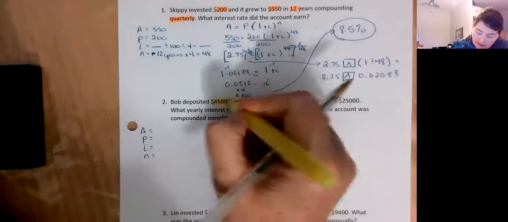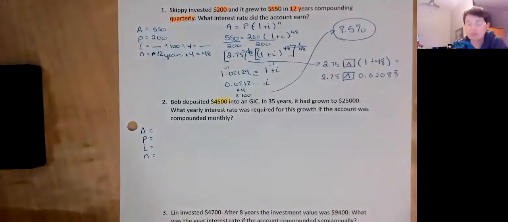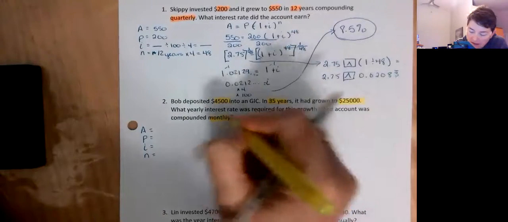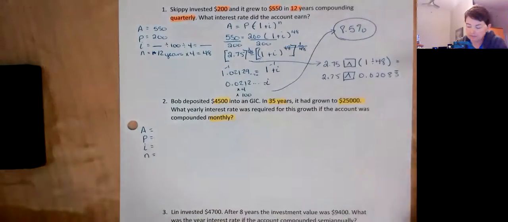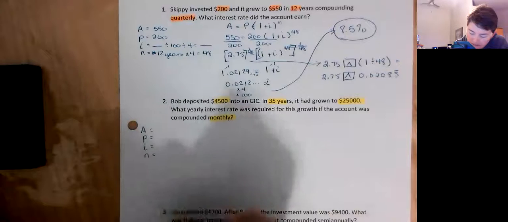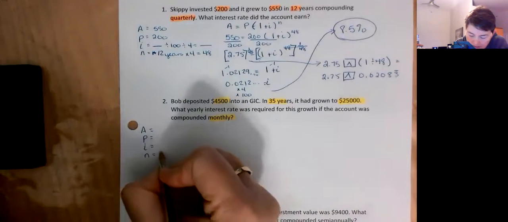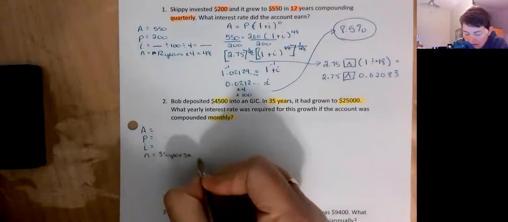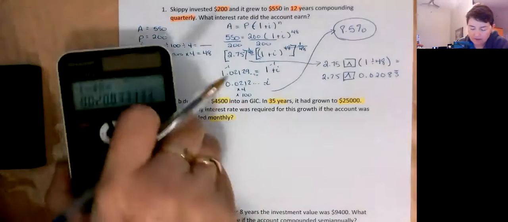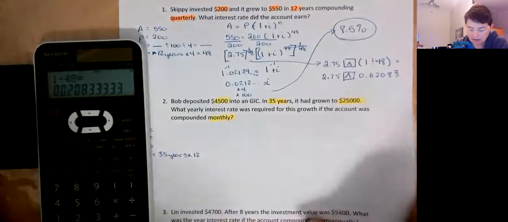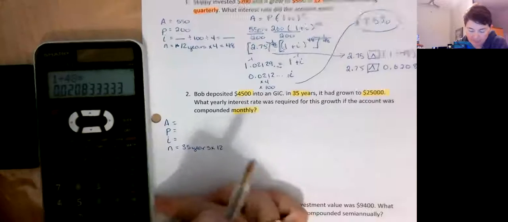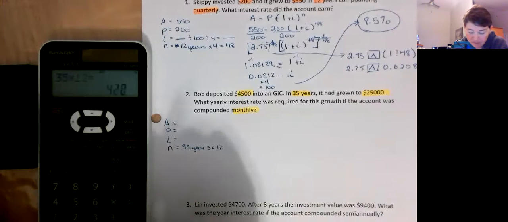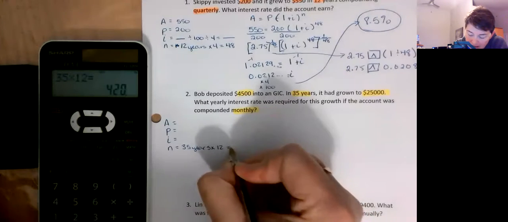All right, this is what we start with. 35 years, it's grown, and it compounded monthly. So N is 35 years times 12. 35 times 12 is 420.